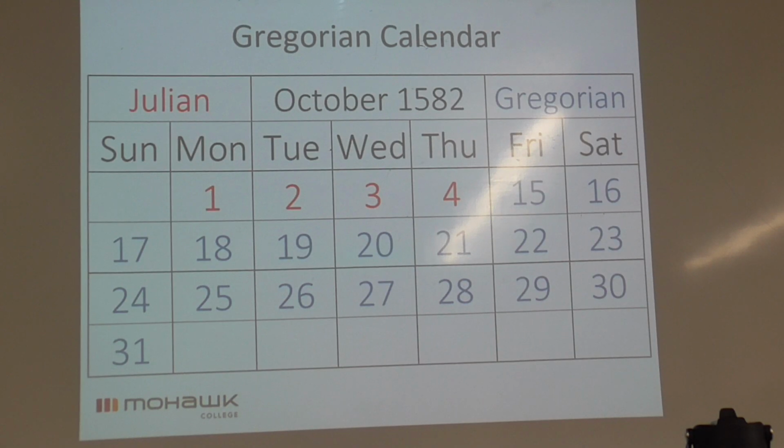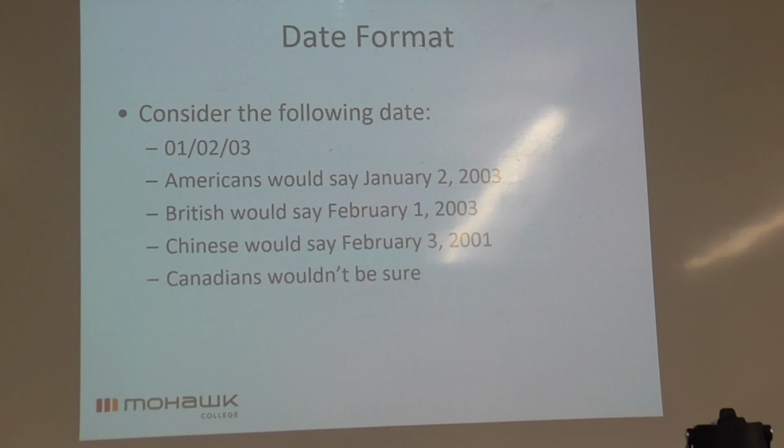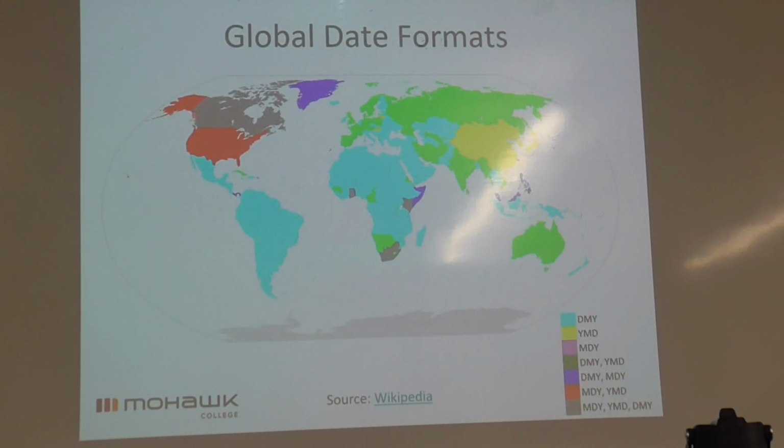I'm gonna skip a bunch of these slides because I don't know why it's necessary to talk about how in 1582 the Catholic Church introduced the new calendar and named it for the current Pope, Gregory the Thirteenth. This thing is 56 slides long, that's a lot of padding. I know, right? Like, this is a little bit interesting.